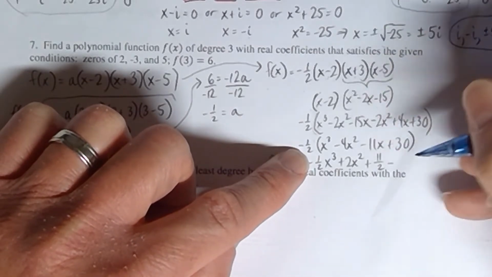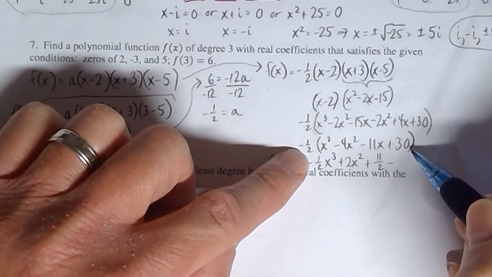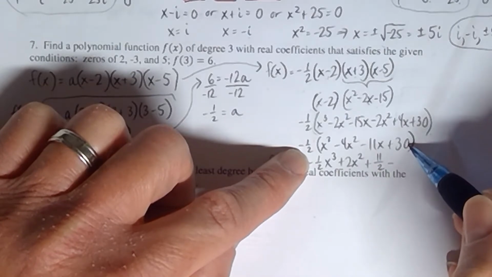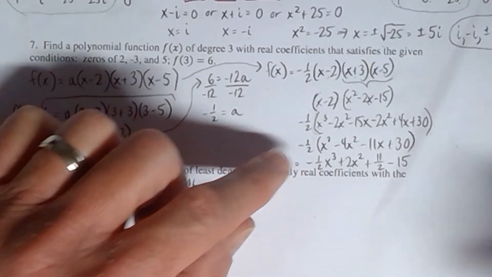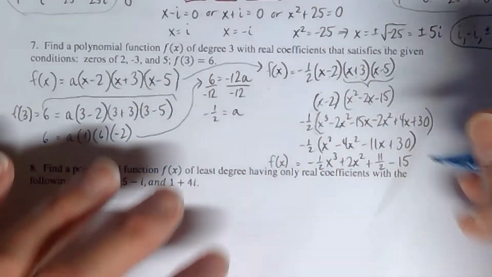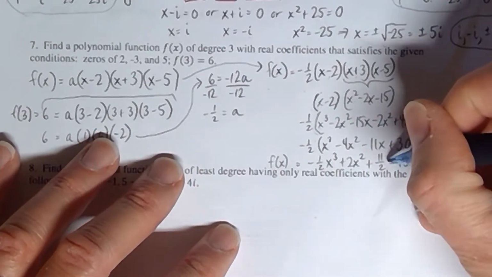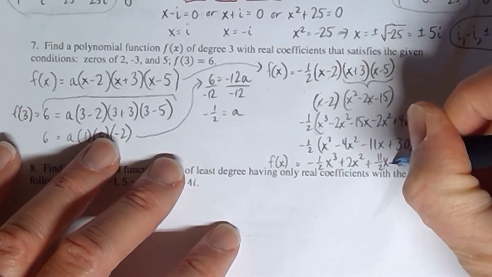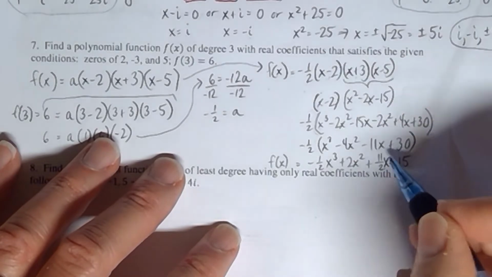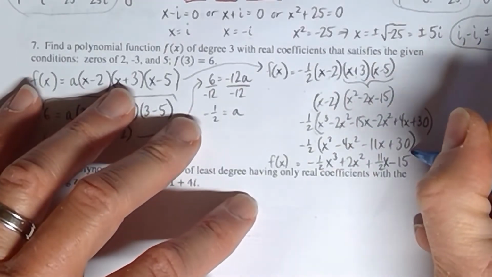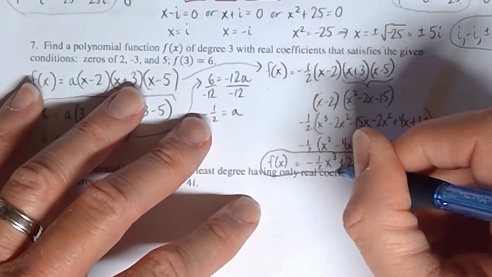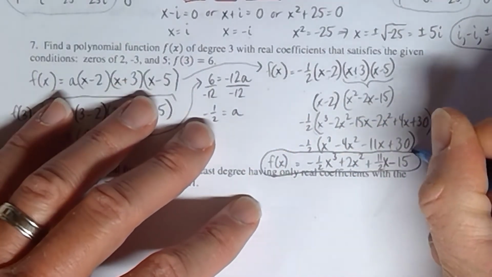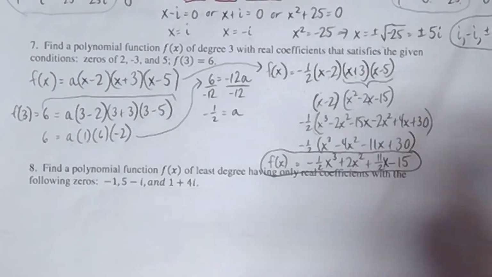Negative times positive is negative, and that would be 30/2. Okay, 30 over 1 times 1 over 2 is 30/2, but that reduces down to -15. I forgot the x right here. Sorry about that. I forgot the x behind the 11/2 right there. So get that in there as well. But that is problem number 7 right there.